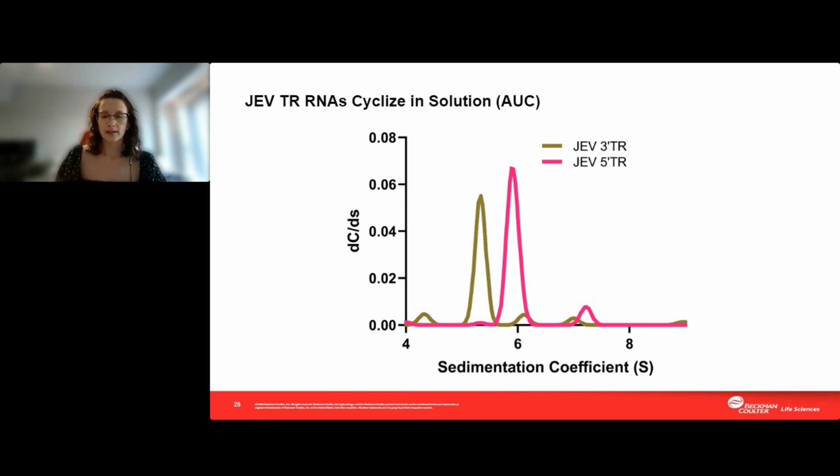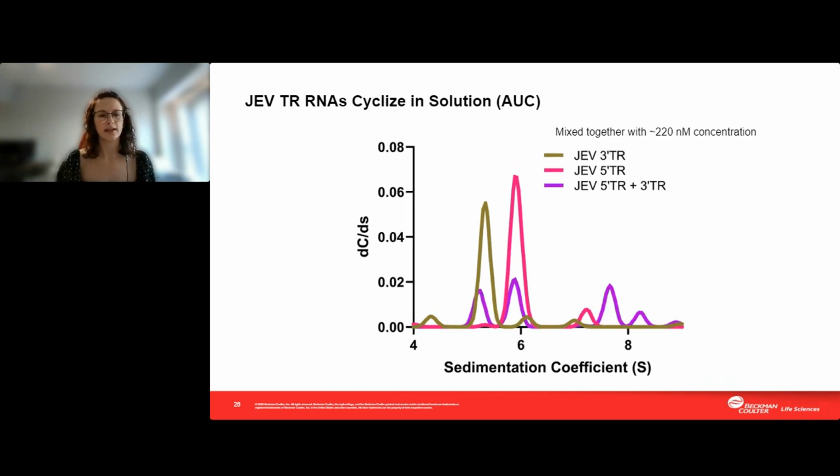So of course, the next experiment we did was mix the 5' and 3' together and measure them in the AUC. And in that case, we see the addition of that new peak forming at about 7.5 S. The exciting thing here is that we see this formation of that higher sedimentation coefficient peak showing up. But we also see that the ratio of the 5' and 3' monomer peaks decrease by relatively the same ratio.